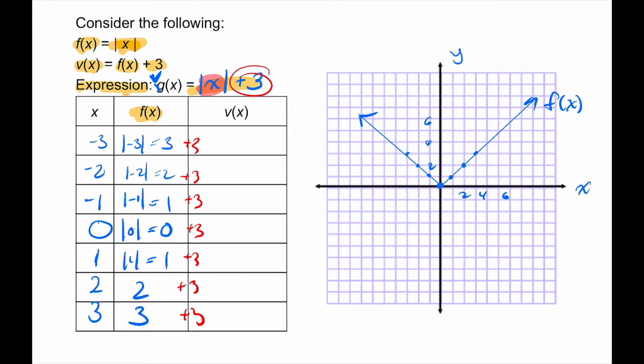So here negative 3 is going to be 6, 5, 4, and 3, because 0 plus 3 is 3, and then 1 plus 3 is 4, and then we get 5 and 6. So if we graph these points now, negative 3 and 6 would look like it's up here. And then negative 2 and 5, negative 1 and 4, 0 and 3, 1 and 4, 2 and 5, and finally 3 and 6. There we have our graph of v of x.